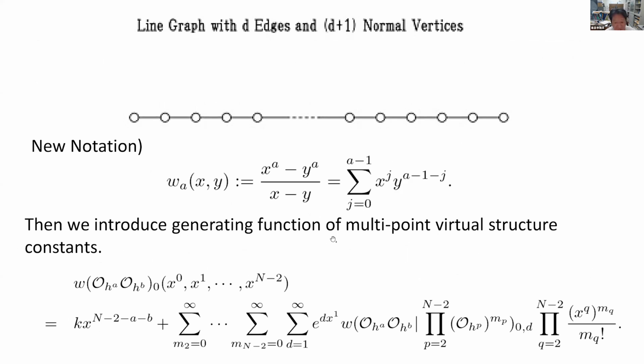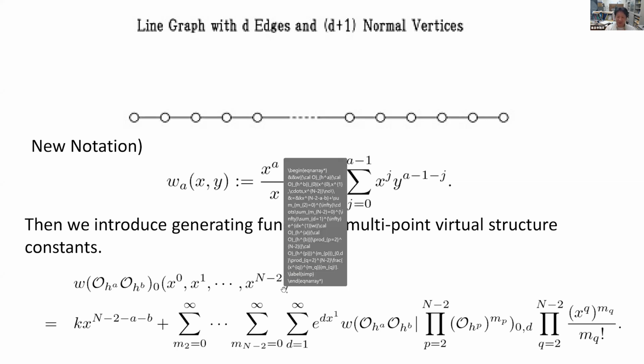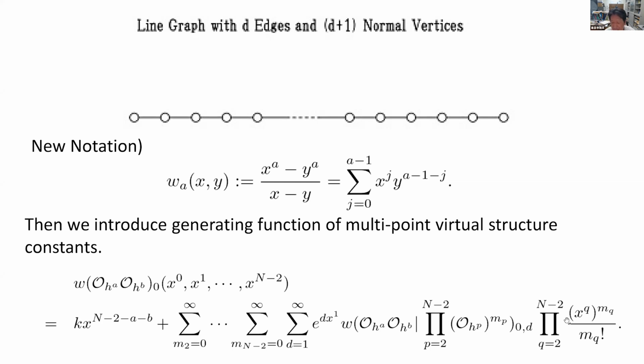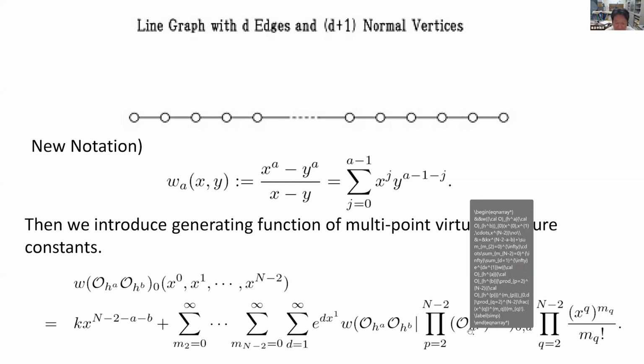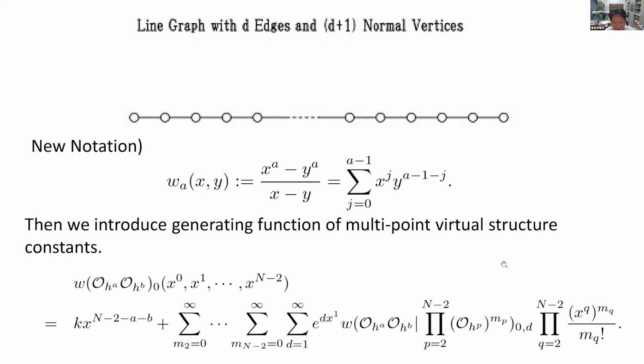Then we introduce the generating function of multi-point Yukawa structure constants. In this case, we introduce n-1 variables from x_0 to x_{n-2}. And each x_i is associated with the insertion of the operator O_{H^i}, where H is the hyperplane class of CP^{N-1} or the hypersurface. Okay, so in this case, we consider multi-point Yukawa structure constants. So the number of deformation variables increases from x to x_0 through x_{n-2}.